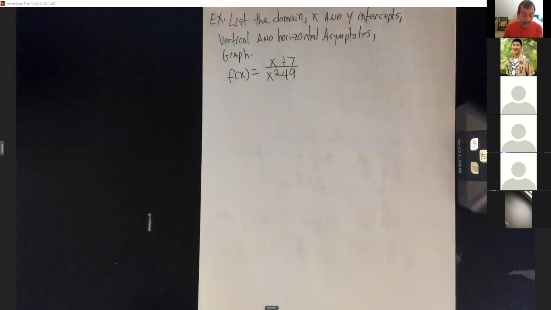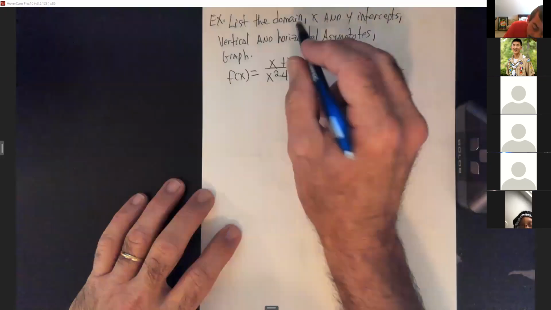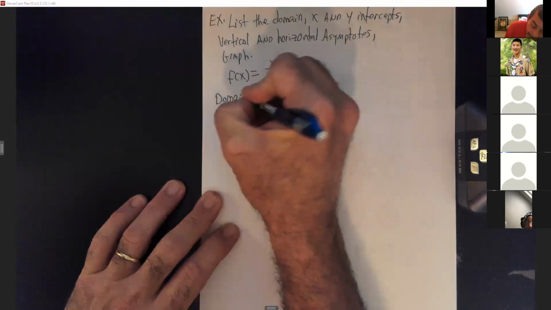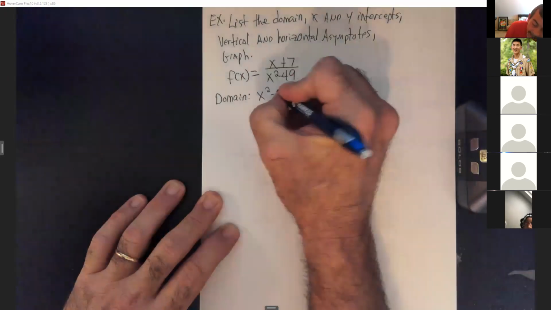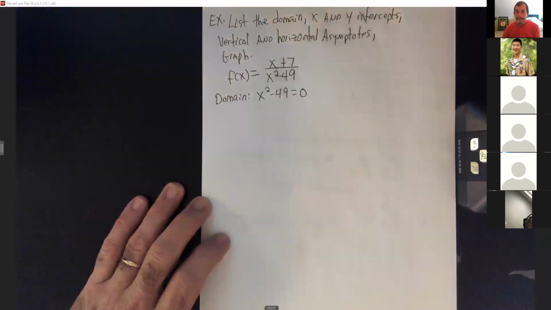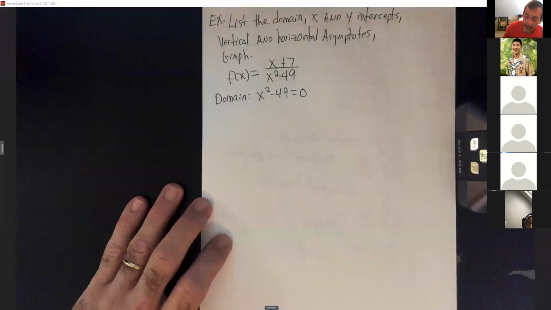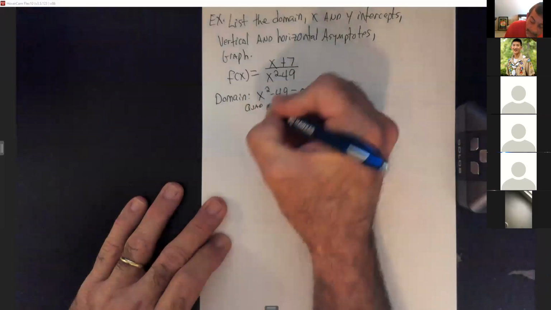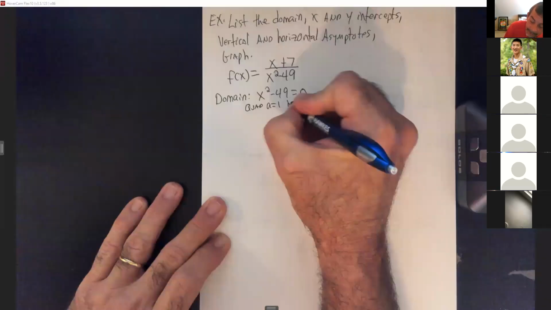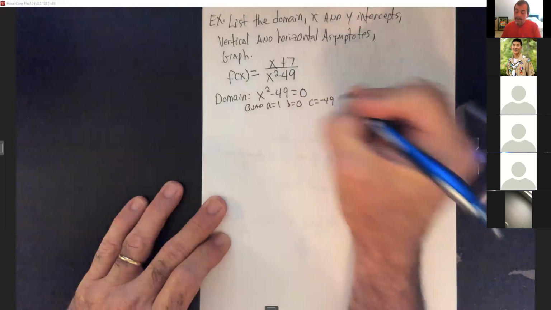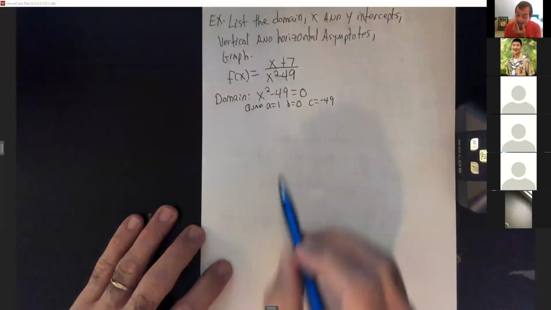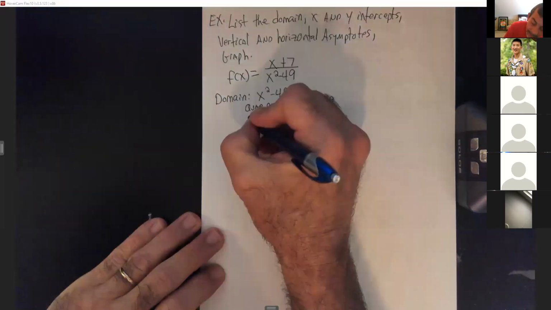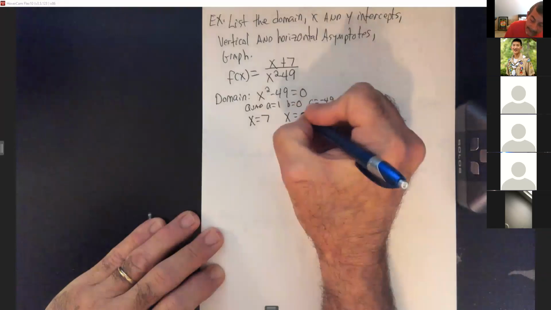Okay, so I'm going to find that domain first. To find the domain, I take the bottom, x squared minus 49, and set it equal to 0. So I'll quad that real quick. A is 1, B is 0, and C is negative 49. This time we were missing the x term, so that gave me a B of 0. If you quad that, you get x equals 7, x equals negative 7.